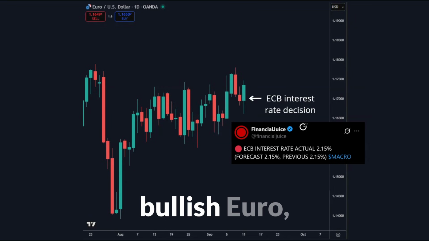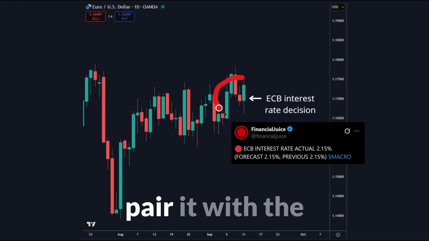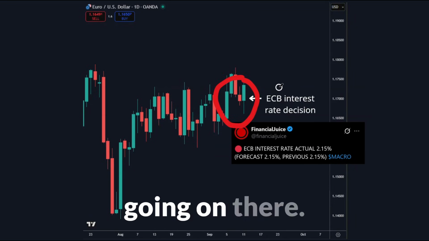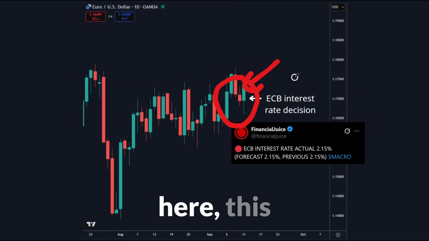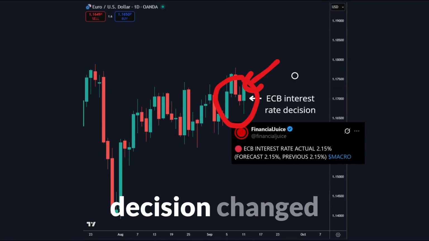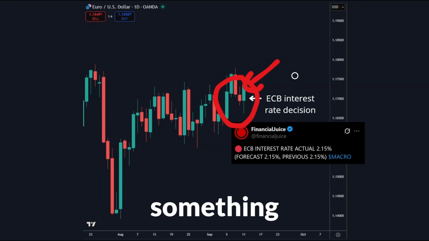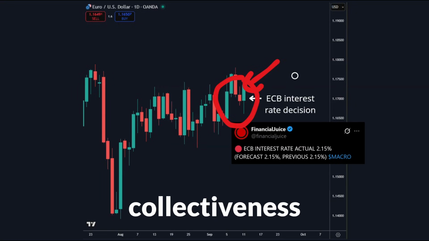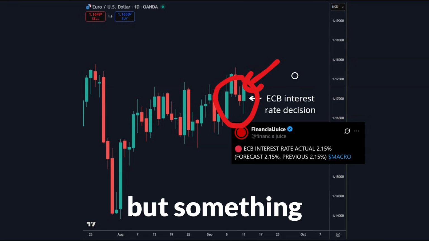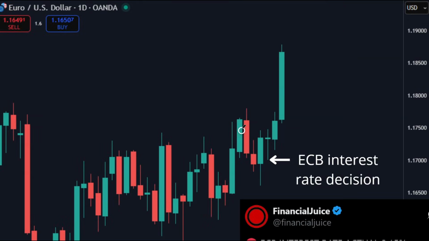Nothing remarkably bullish for the euro, but when we pair it with the price action, we understand that there's something going on there. This engulfing candle formed because the European Central Bank decisions changed something for someone, for the collectiveness, maybe a couple of big players, we don't really know, but something happened there. That's institutional order flow, okay? That's intent.